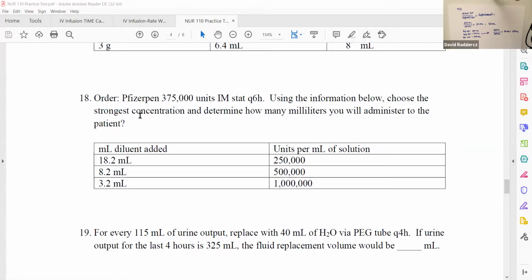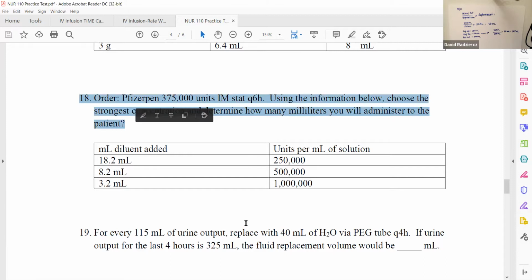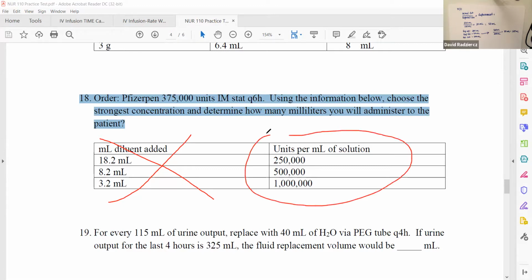So this is showing question 18, order Pfizer pen, 375,000 units, intramuscular stat every 6 hours. Using the information below, choose the strongest concentration and then determine how many milliliters you will administer to the patient. Now there's some extra information in here. The extra information is what is listed in the milliliters diluent added. That just tells the pharmacy how much water to add to the powder to get to these concentrations.